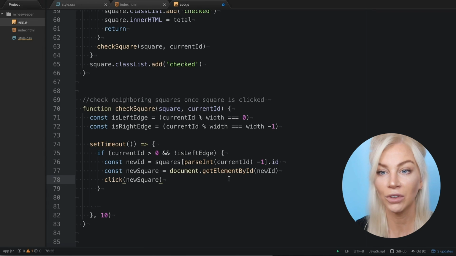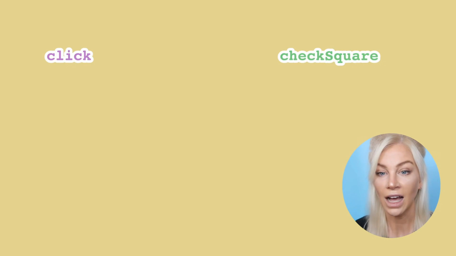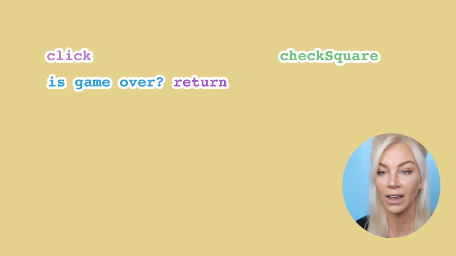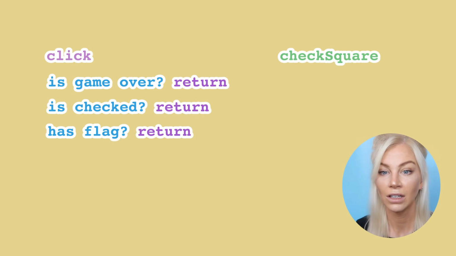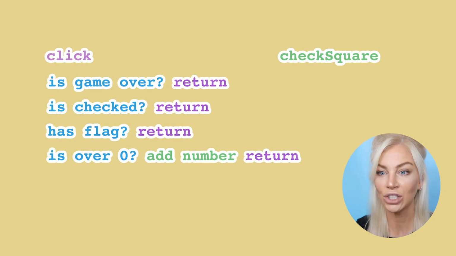Right, so let's carry on with the recursion, but let's have a look at this with the help of a diagram first. Here we have our click function, and here we have our checkSquare function. Now, what we wrote in our click function is that if a game is over, we return, so nothing happens. If the square we clicked has already been checked or has a flag on it, we also return, so nothing happens. If the square has a data number larger than 0, we want to add that data number to its innerHTML, so it shows up, and that's it. We mark it as checked and move on.